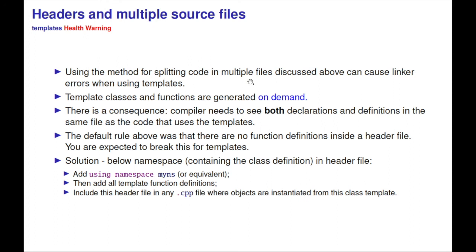Using the method for splitting code into multiple files discussed above, with a .h and a .cpp file with the same name, can cause serious errors when using templates. The reason for that is that template classes and functions are not really defined until they are generated because your code asks for them. A consequence is that the compiler needs to see both the declaration and the definition in the same file as the code that uses the template. So the default rule above was that there are no function definitions inside a header file. You are expected to break this rule for templates.